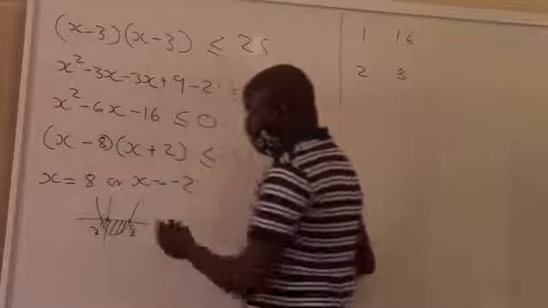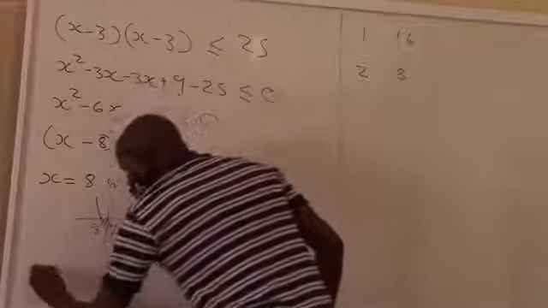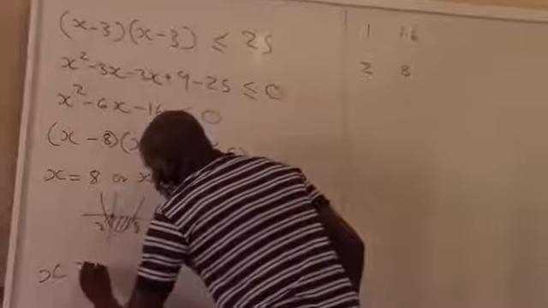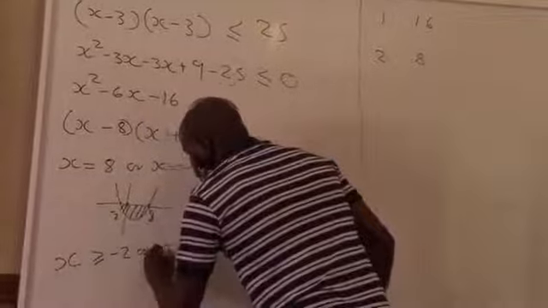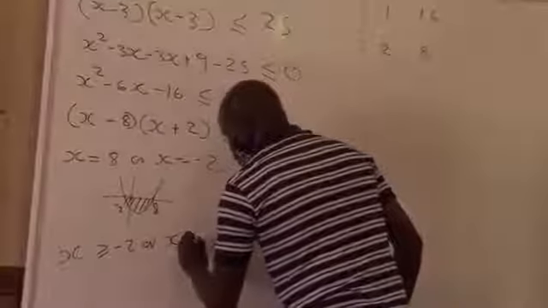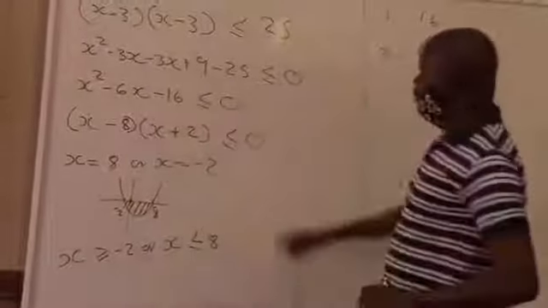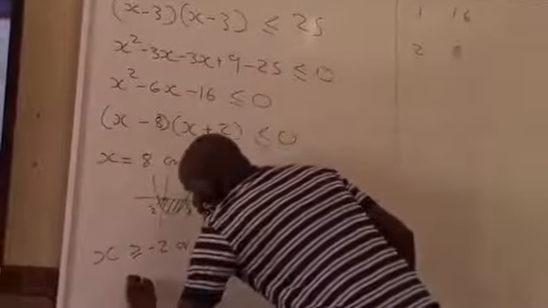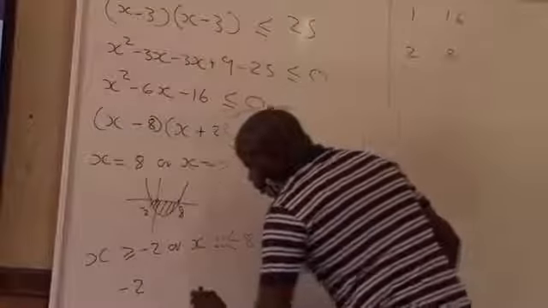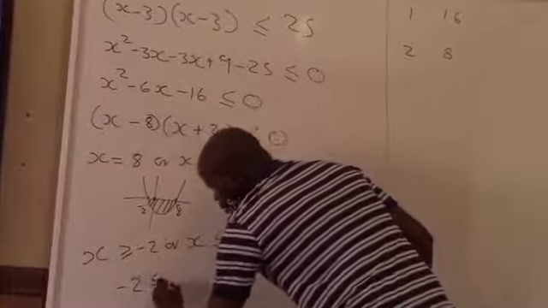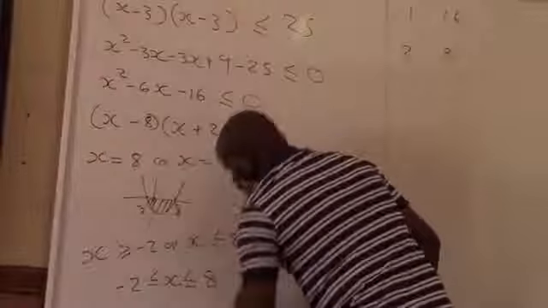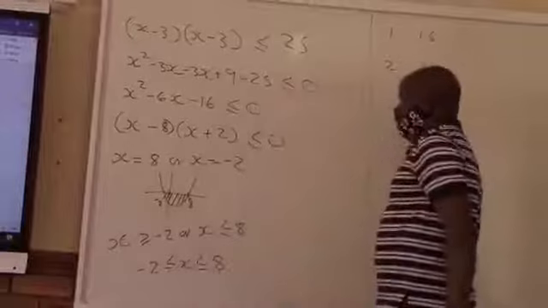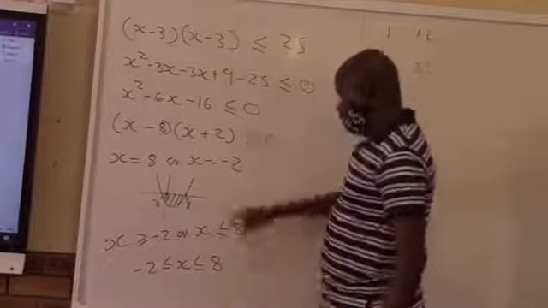So then when we conclude, we will say x should be greater than or equal to negative 2, or x should be less than or equal to 8. And this one, you can also write in this notation, whereby we say negative 2 is less than or equal to x, and x is less than or equal to 8. If it's less than, that is the one where we can use that notation.